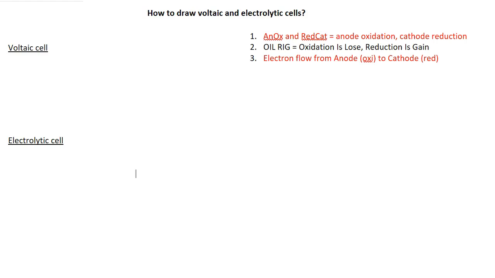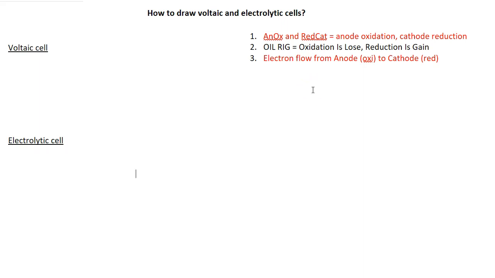Alright, so this video is about how to draw voltaic and electrolytic cells. First question, what's the difference between voltaic and electrolytic cells? A voltaic cell is pretty much a cell that can go by itself, like a battery. It doesn't require you to put energy into it. An electrolytic cell is one where you have to have a power source. You put energy into it, electrical energy, in order for it to work.